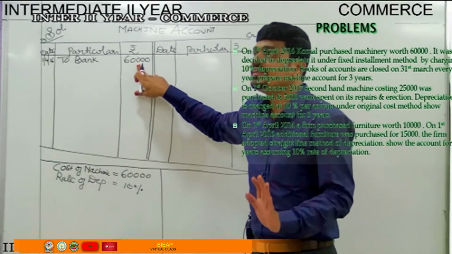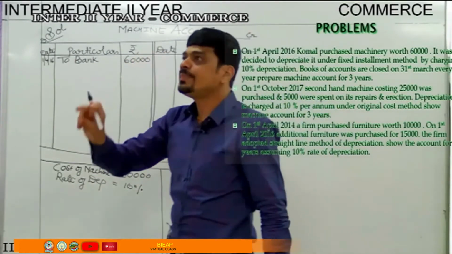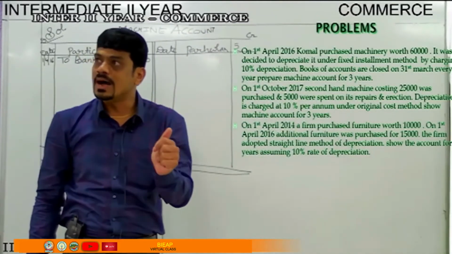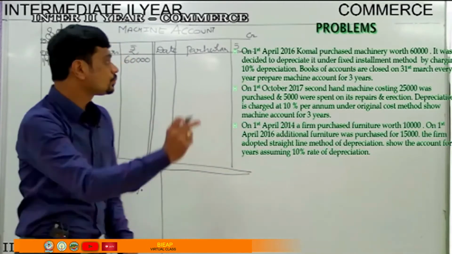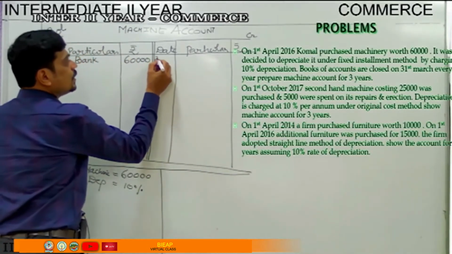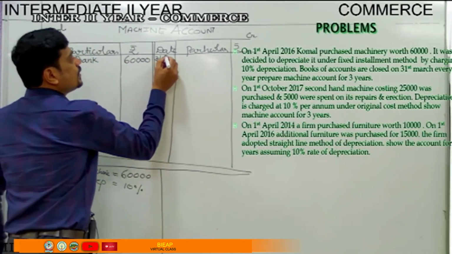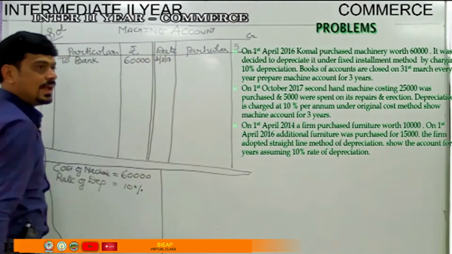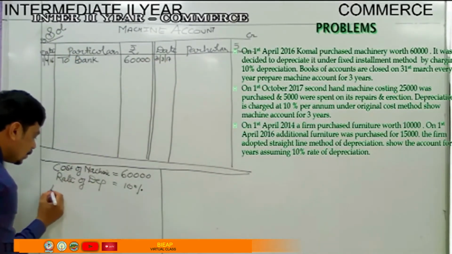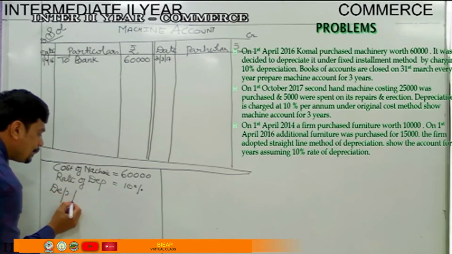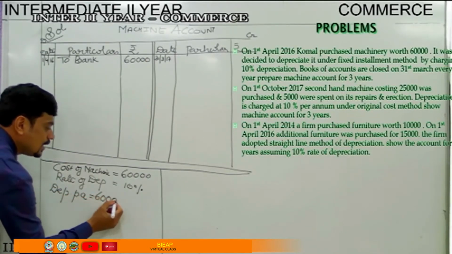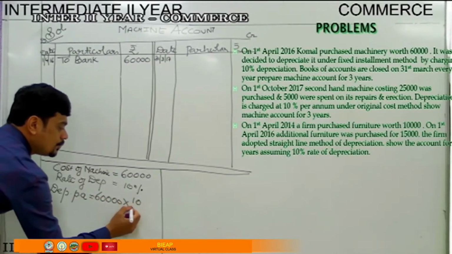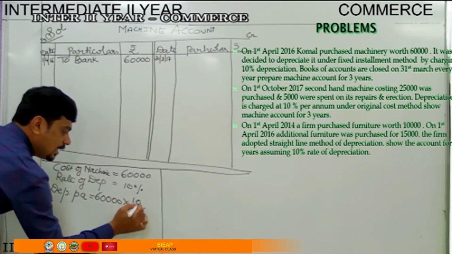Right? Now when will the 1 year complete? It completes on 31st March 2017, financial year. So on the credit side, write 31st March 2017 and keep it ready. Come to working notes and write depreciation per annum: 60,000 into 10 by 100.